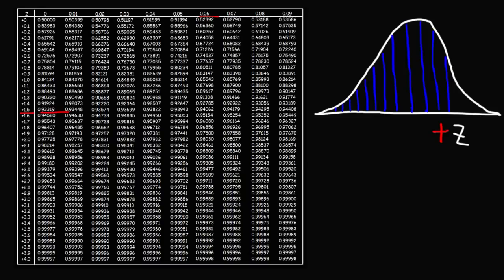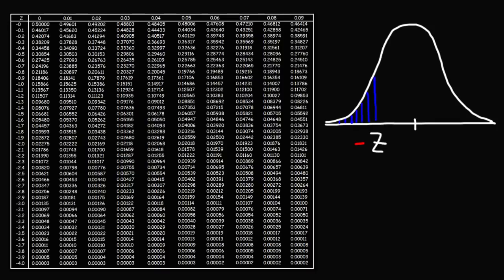Now we need to find the number that corresponds to the row 1.5 and the column 0.06. And as you can see, that number is 0.94062. So that represents the area under the curve given a z-value of 1.56. So the area of the blue region shaded to the left, the area under the curve, is going to be 0.94062. So that's how you could find it using the positive z-score table.